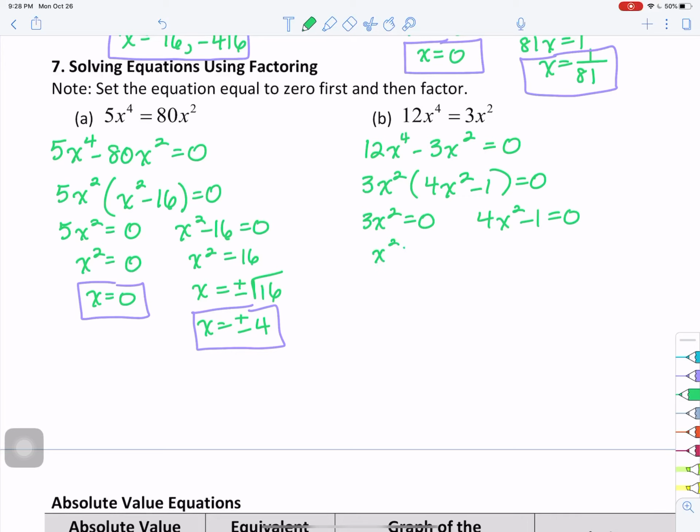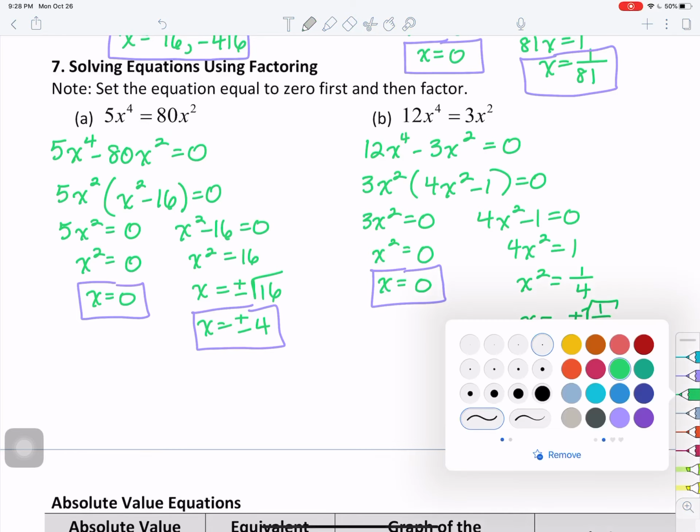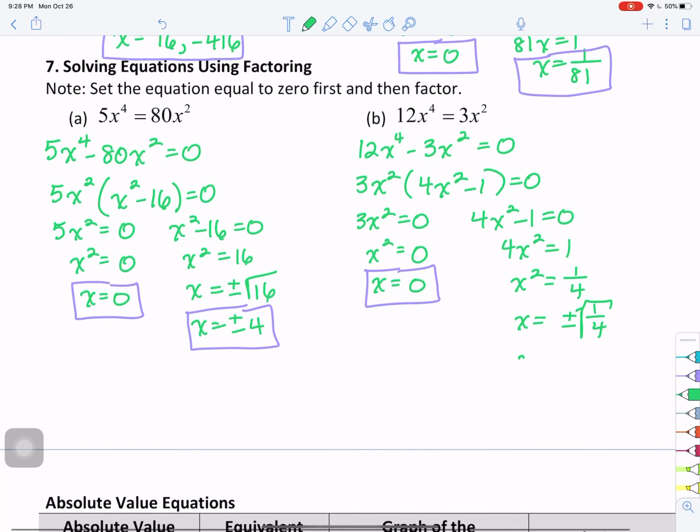Let's divide both sides by 3. 0 over 3 is 0. And then x is equal to 0. 4x squared is equal to 1. x squared is equal to 1/4. And since we're taking the square root, plus or minus the square root of 1/4. So x equals plus or minus 1/2. And that concludes part 2 of section 2.6.